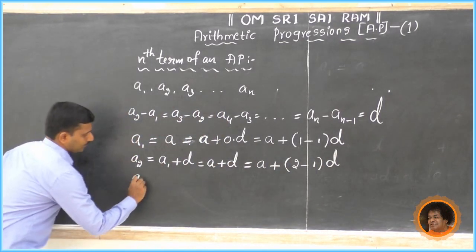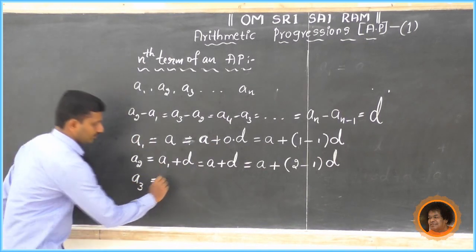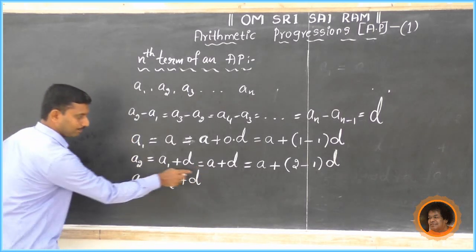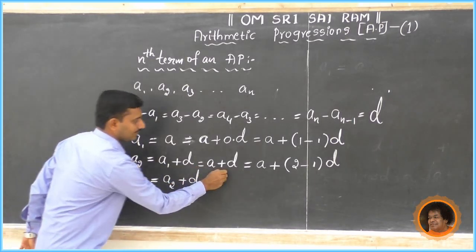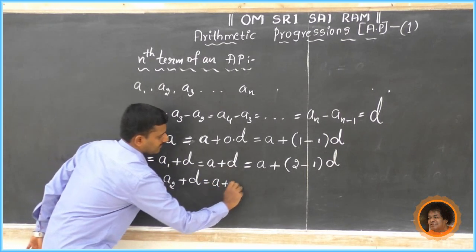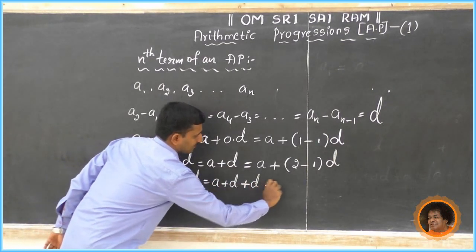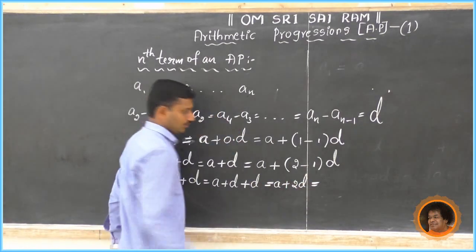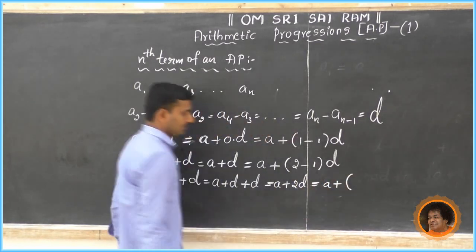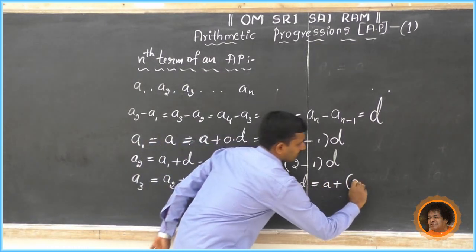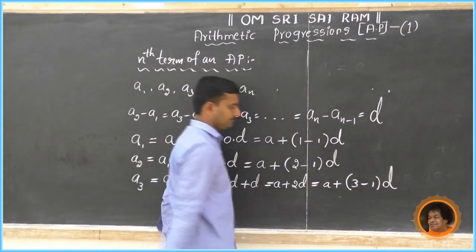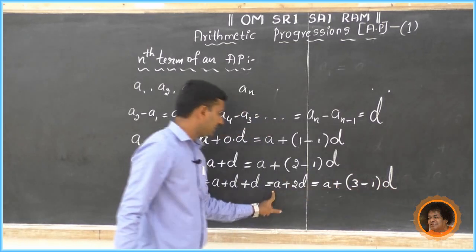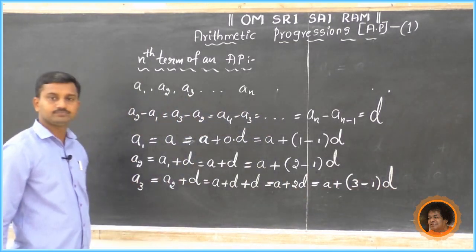Now the third term, A3. A3 equals second term plus common difference. So what is the second term? Second term is A plus D, plus common difference D, equals A plus 2D. Or A plus (3 minus 1) into D. 3 minus 1 is 2, 2 into D is 2D. So A plus 2D is the third term.